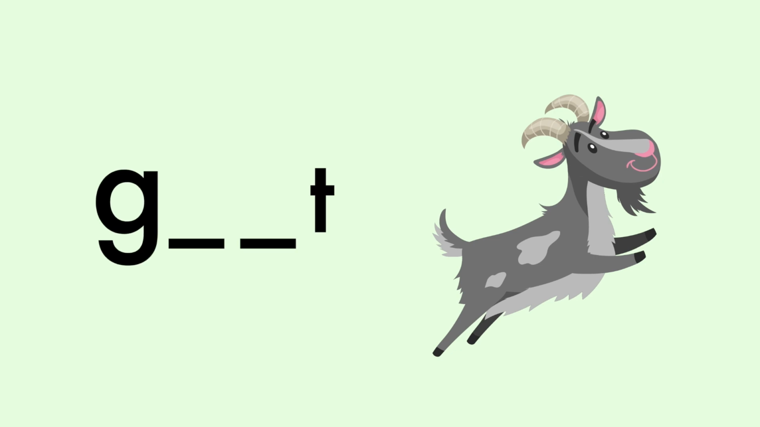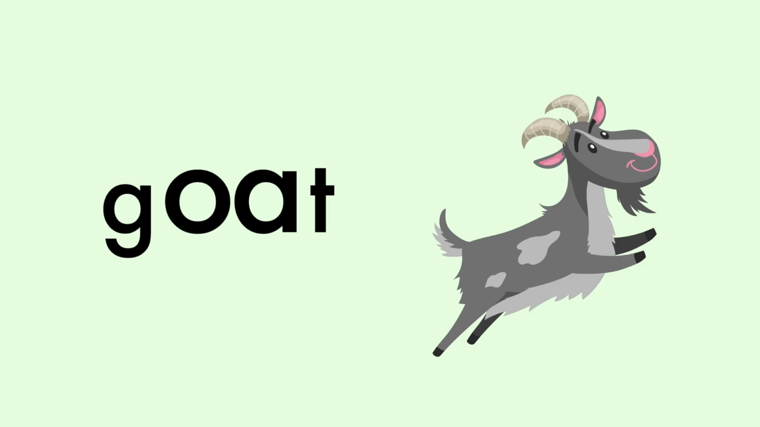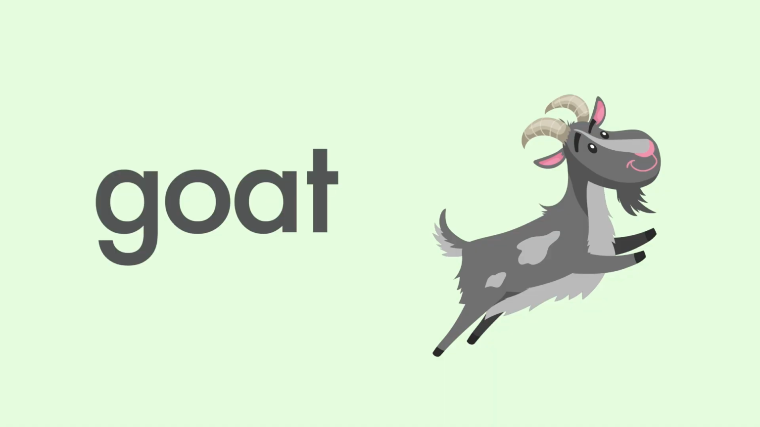The first word is goat. G-O-T. We just need the letters for the middle sound, O. Since the missing letters and the O sound are in the middle of the word, let's try the O-A pattern. G-O-T. Goat. That's right.